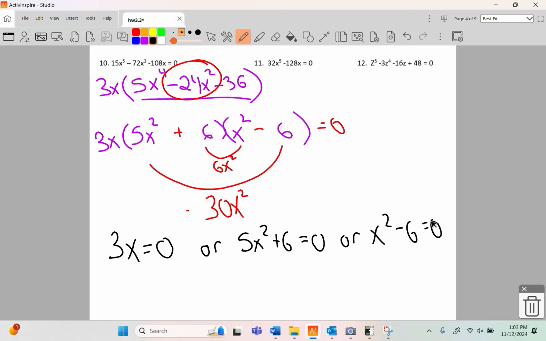First one's 3x equals 0. 3 times what number, Emma, will give you a 0?